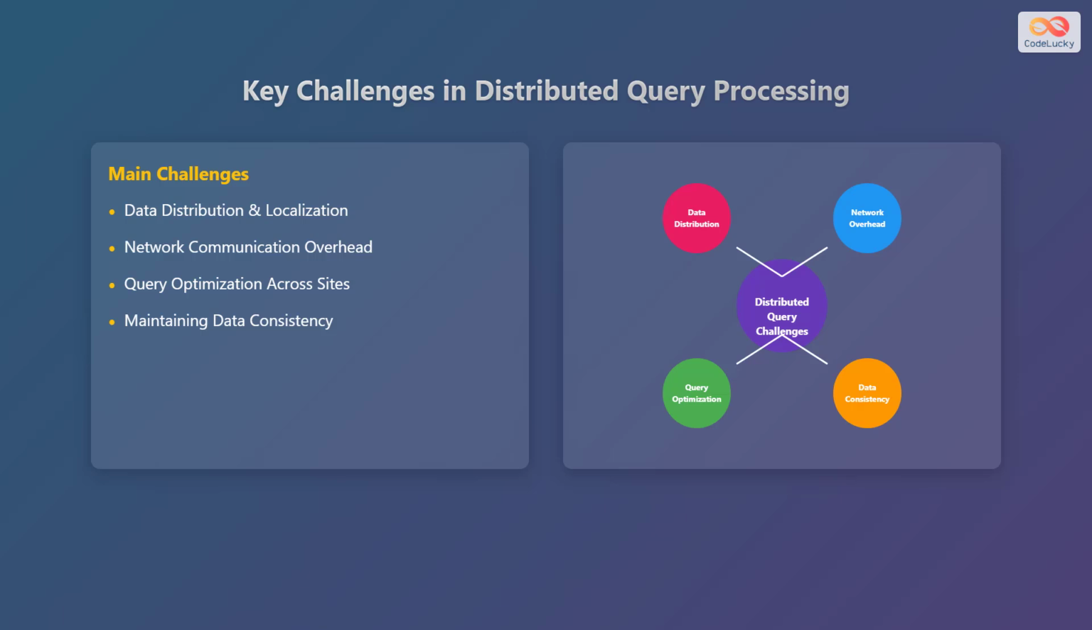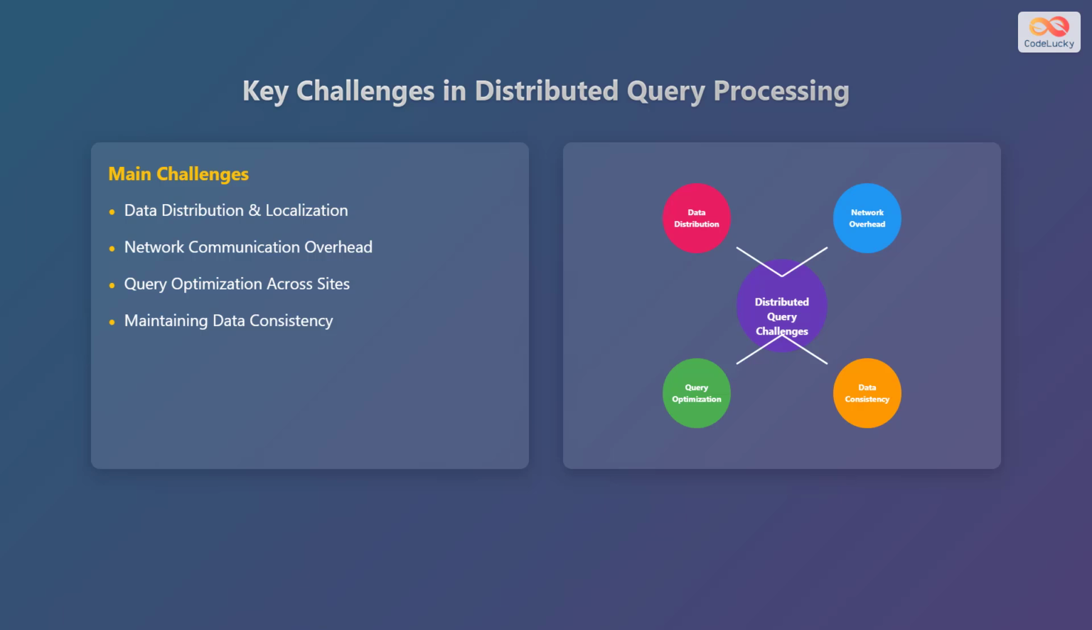Second, network communication overhead can be a significant bottleneck. The cost of transferring data between different sites must be minimized to achieve efficient query processing. Third, query optimization across sites is a complex undertaking. The query execution plan needs to consider the characteristics and capabilities of each individual site.